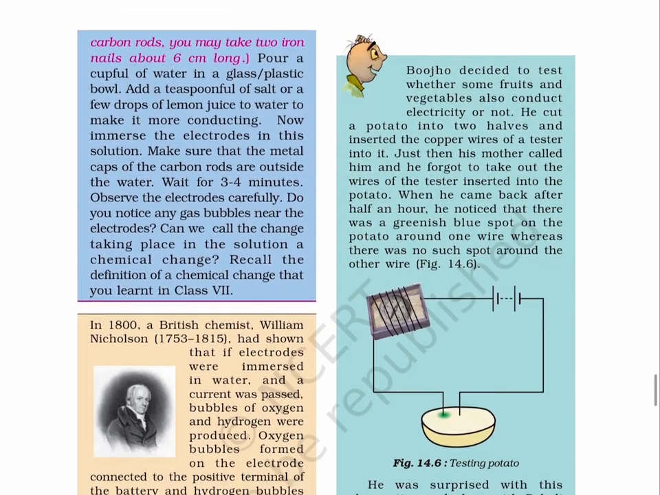Bujoe decided to test whether some fruits and vegetables also conduct electricity or not. He cut a potato into two halves and inserted the copper wires of a tester into it. Just then, his mother called him and he forgot to take out the wires of the tester inserted into the potato. When he came back, after half an hour, he noticed that there was a greenish-blue spot on the potato around one wire, whereas there was no such spot around the other wire, as in figure 14.6.